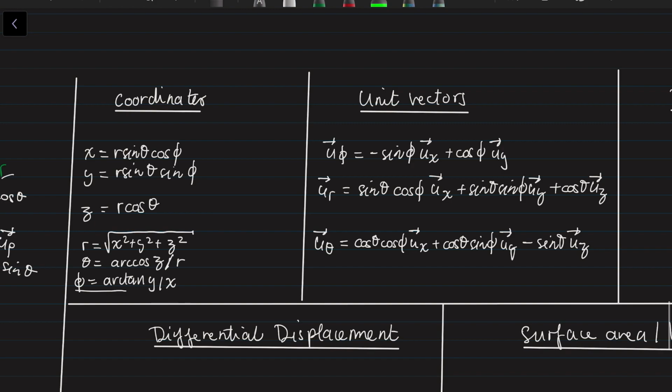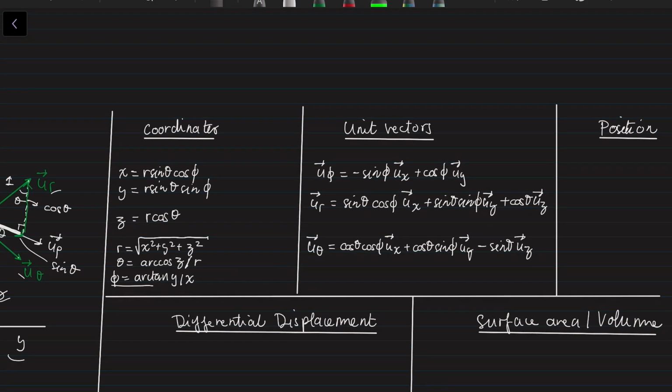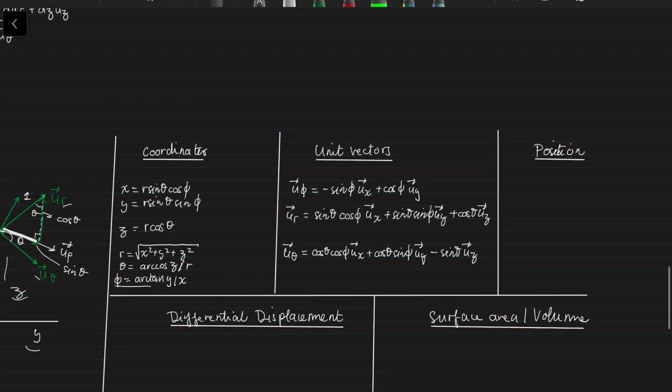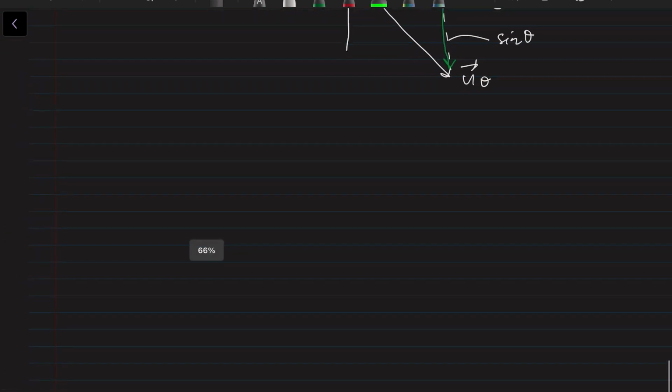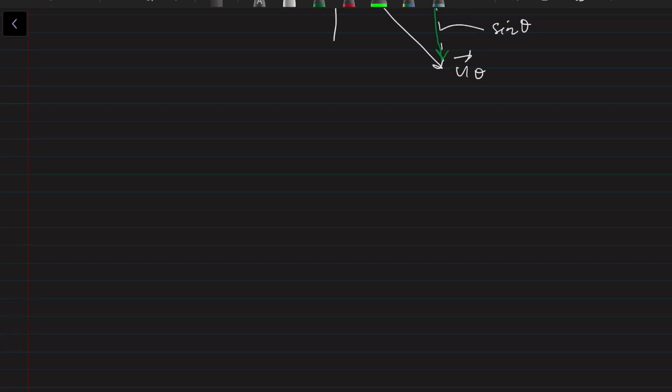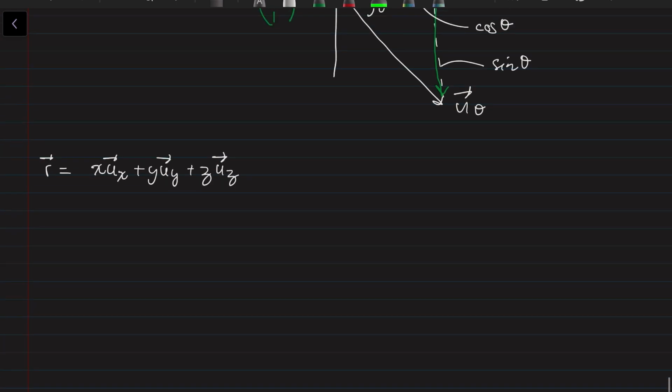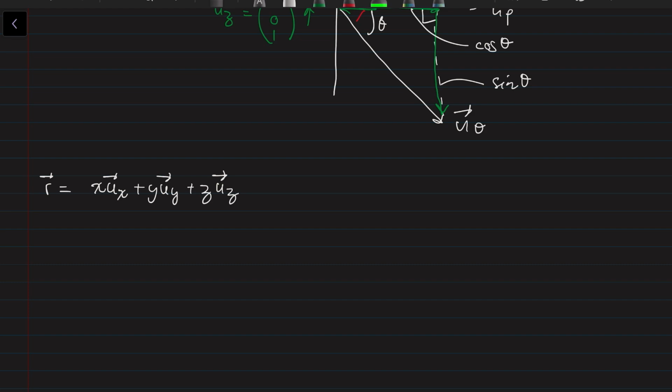Okay, so this is how we find the unit spherical vectors in spherical coordinates. So again, as we've been doing since the beginning, the next step is to find how to write the position vector. Okay, so how do we write the position vector in spherical coordinates? So the method's always going to be the same, right? The position vector r is always given by x ux plus y uy plus z uz. Okay, this is my position vector in any coordinate system.